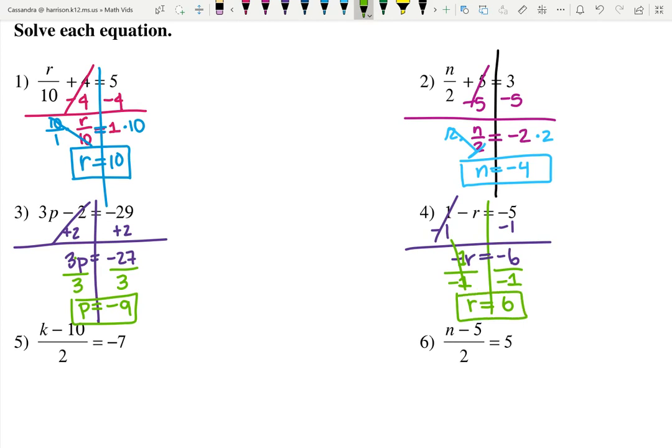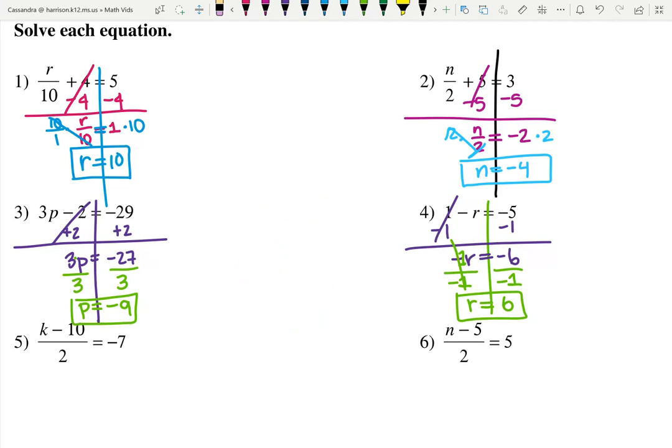Love it. Let's just double check that answer by plugging it back into the original equation, which was 1 minus r equals -5. If r is 6, 1 minus 6 equals -5. Bada bing, bada boom. Got it. All right, it is true that -5 equals -5, so we're solid.